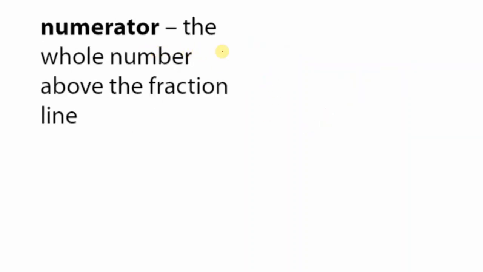The numerator is the whole number above the fraction line. So it's the top part. Where we showed a over b as a fraction, the top part is the numerator. If we have, for example, 5 over 6 as a fraction, the 5 will be the numerator.